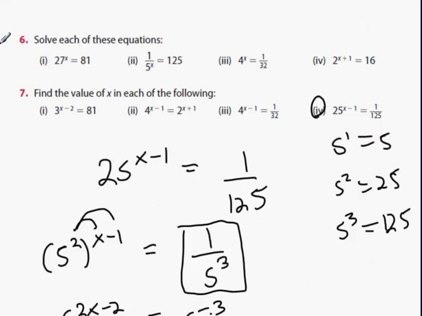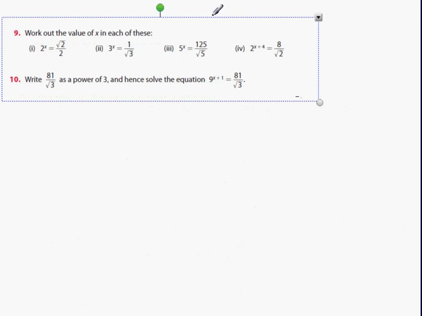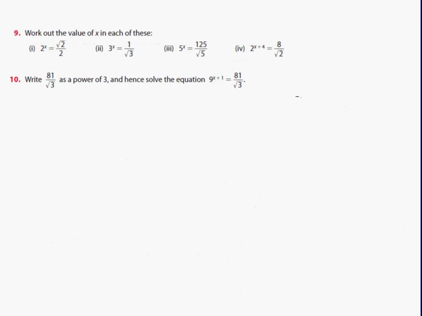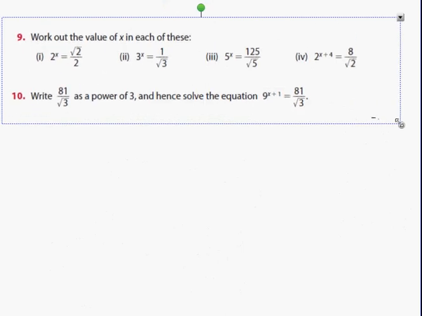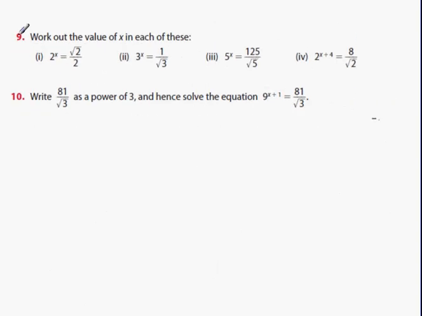Okay. Did I go as far as I said? Oh, I did. 9 and 10. Okay. This is the last one I'll do today, number 9. I'll stop at number 9 today. Part 3. 5^x equals 125 all over root 5.